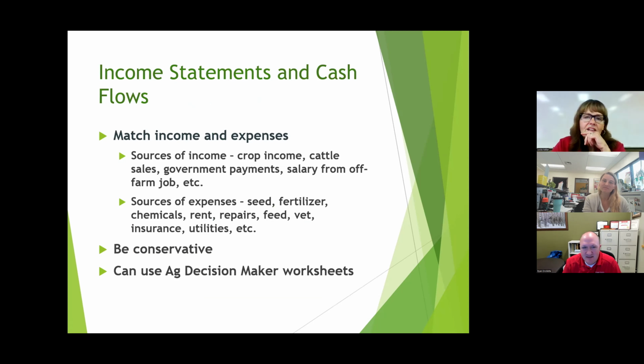So Ryan had mentioned some of the things that go into preparing income statements and cash flows, as well as the balance sheets. The thing that I always caution people about is to make sure that they match their income and expenses. So if you're producing a corn crop or soybean crop and you're going to show the income from that crop, make sure you show all the expenses.